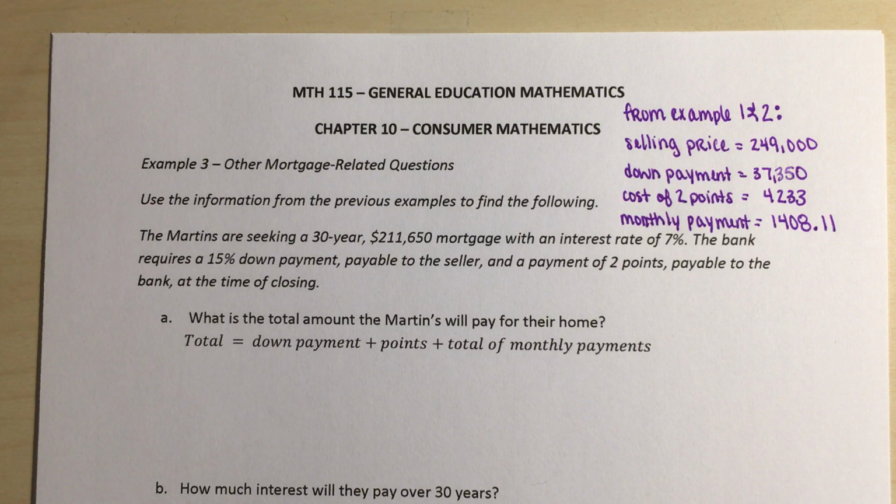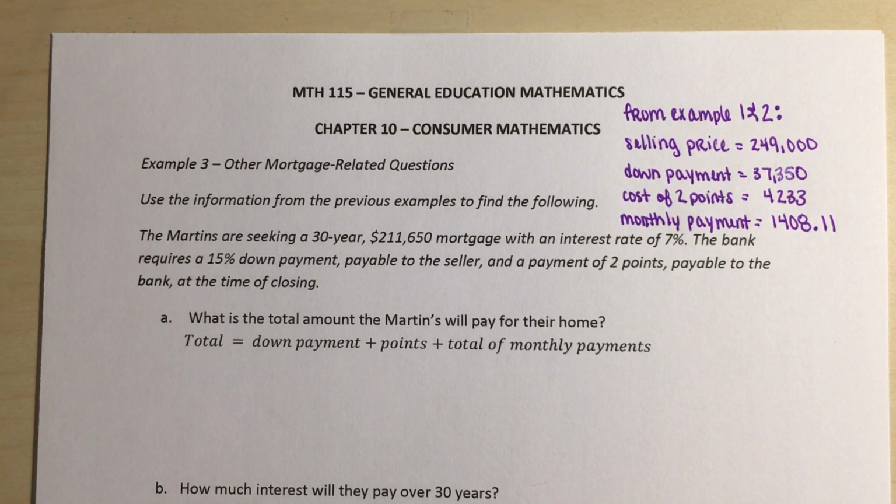So we're going to use part of this information and the summary that we have here. Again, we're thinking a 30-year mortgage. What was being mortgaged was the actual $211,650 after the down payment. The interest rate was 7%. The down payment was a 15% down payment. And then there was also a payment of 2 points, which again are some of the numbers that we've already calculated up there at the top. So we're just going to use those to assist as we're going through here.